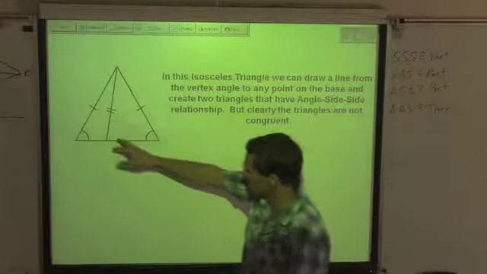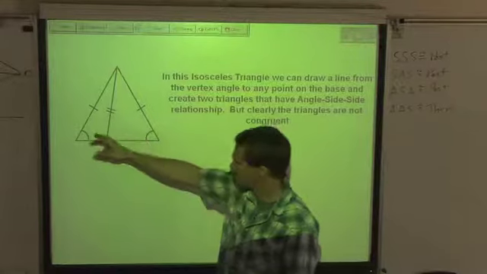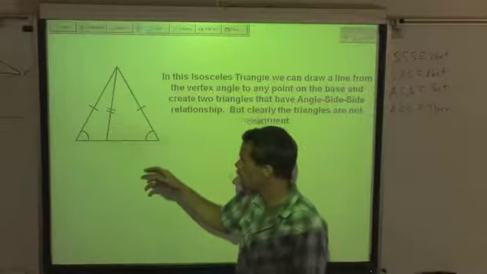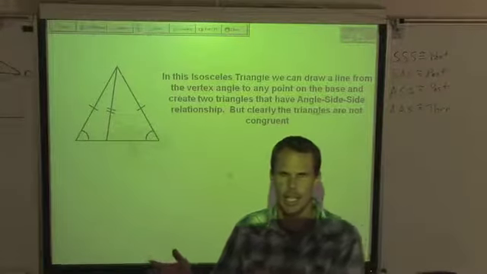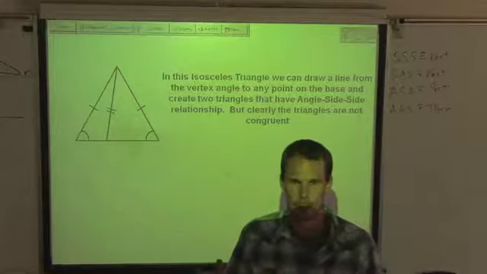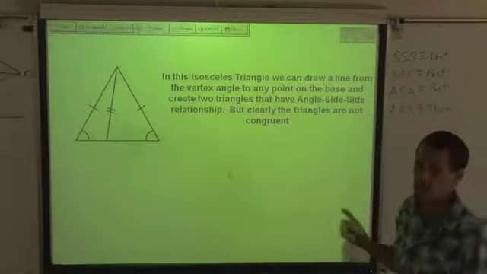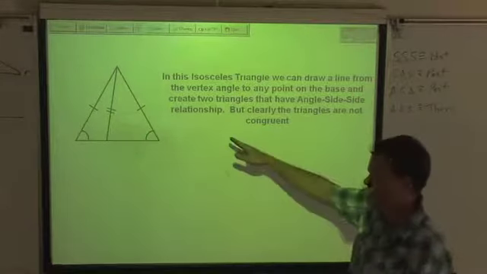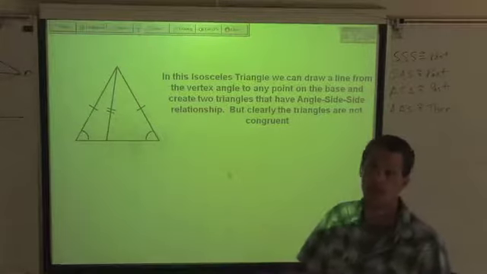But very clearly, this triangle is not the same as this triangle. This triangle appears to be an obtuse triangle. This one appears to be acute. They have angle-side-side relationship, but they are not congruent. If a triangle has side-side-side relationship, it is guaranteed to be congruent. Angle-side-side, not guaranteed.